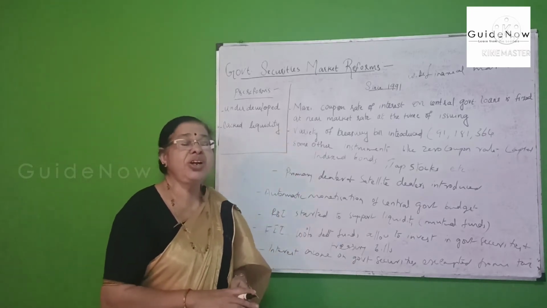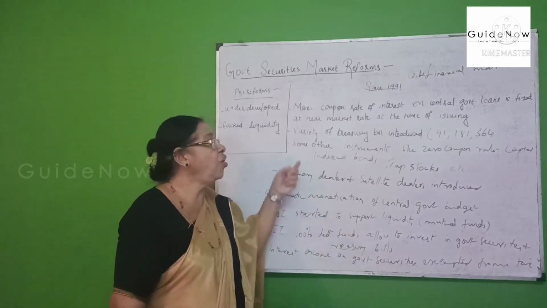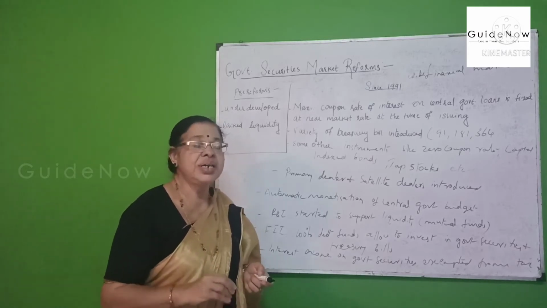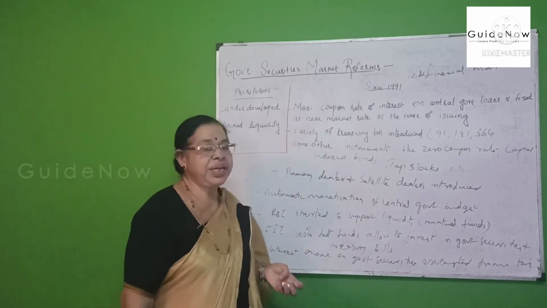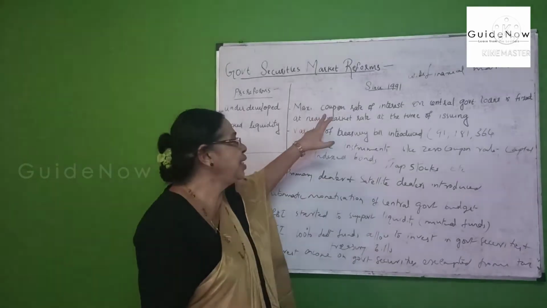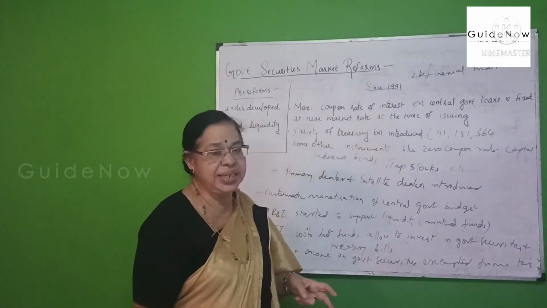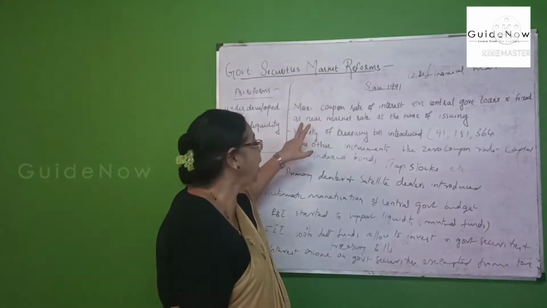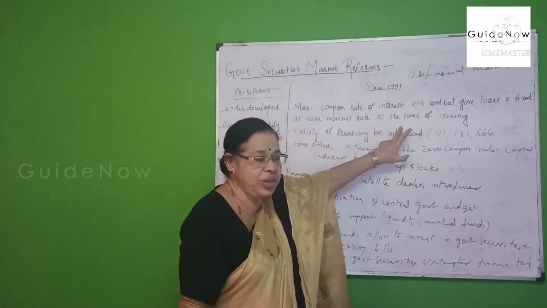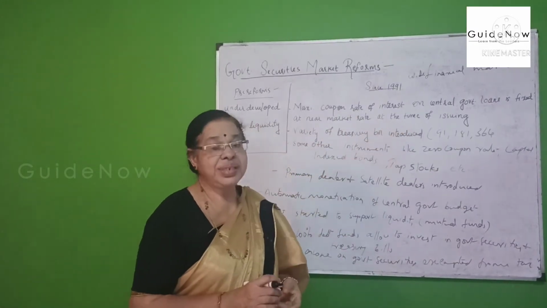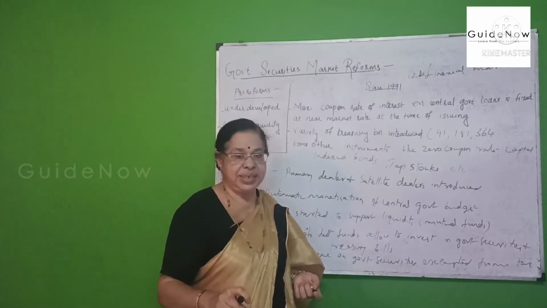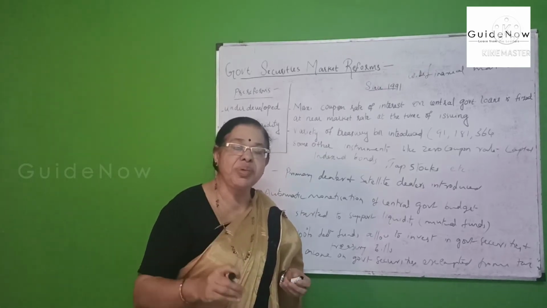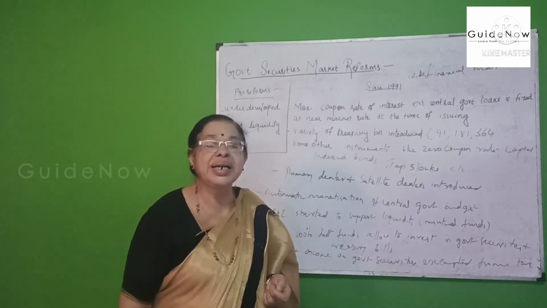Then, in order to overcome these problems, some reforms were introduced since 1991. Which are the main important reforms? The first is that the maximum coupon rate of interest on central government loans is fixed near the market rate at the time of issuing.